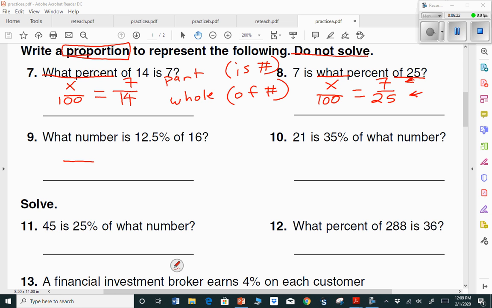Number 9 also asks for a proportion, equal sign, fraction line, 100 on the bottom. And we were given the percent this time, 12.5. So that goes here. So the question is, 16, where does that go? It is the of number. It is the whole. So 16 goes on the bottom, and that leaves a spot for your X, because we're supposed to figure out what the part is. Number 10, fraction line, equal sign, fraction line.